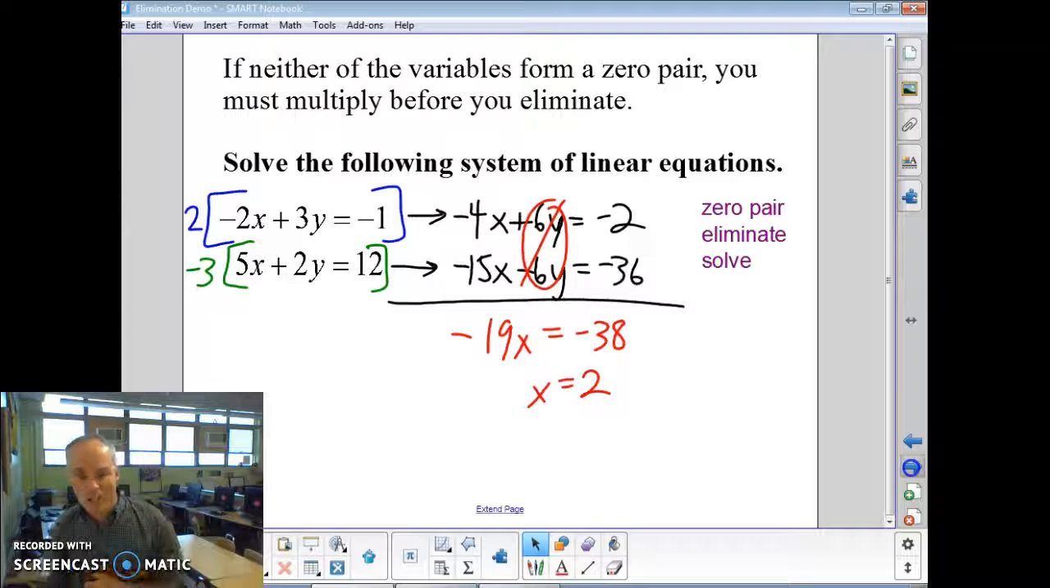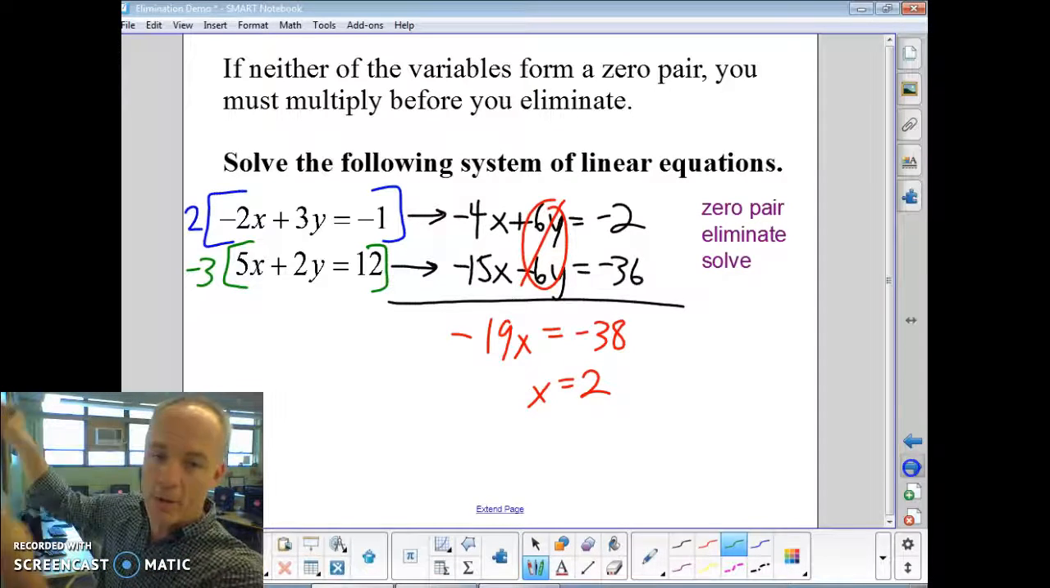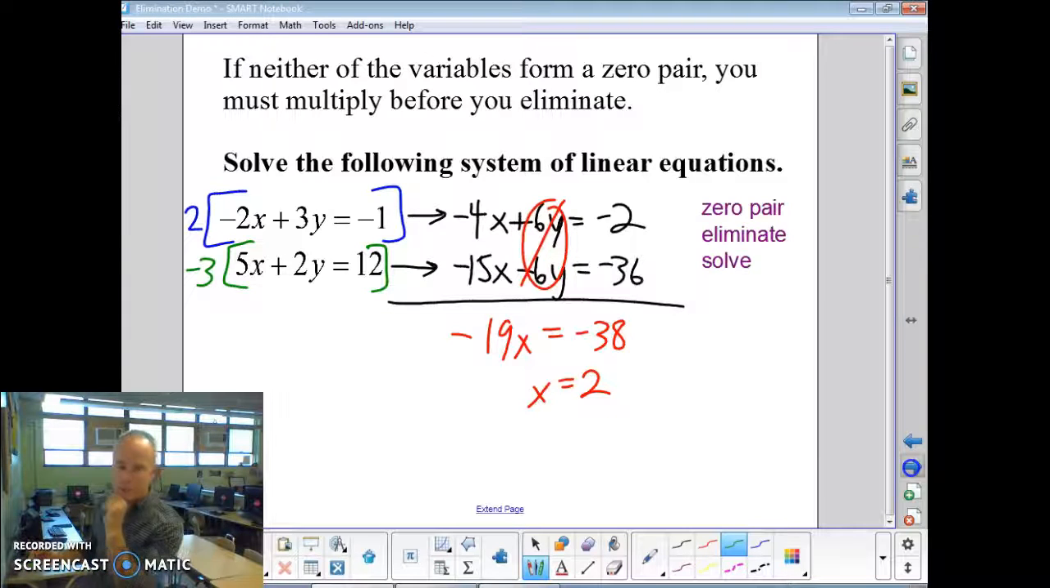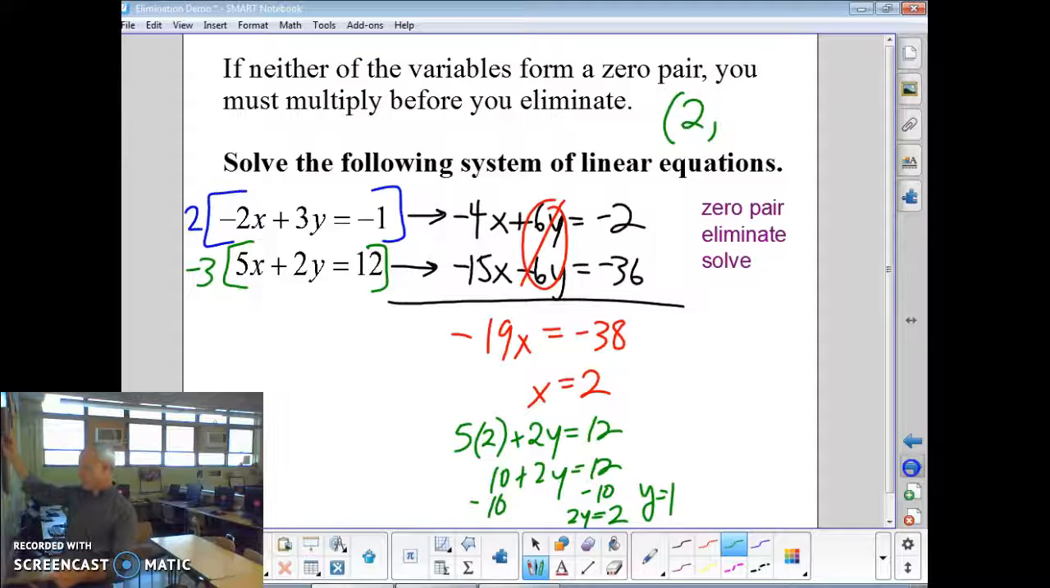If x is 2, what is y? Let's take the original equations, not the one that you created. Take the original equations and plug in 2 for x. Let's use the second equation. 5 times 2 plus 2y equals 12. 10 plus 2y equals 12. Subtract 10 from both sides. 2y equals 2, y equals 1. So our solution to this system is 2, 1.